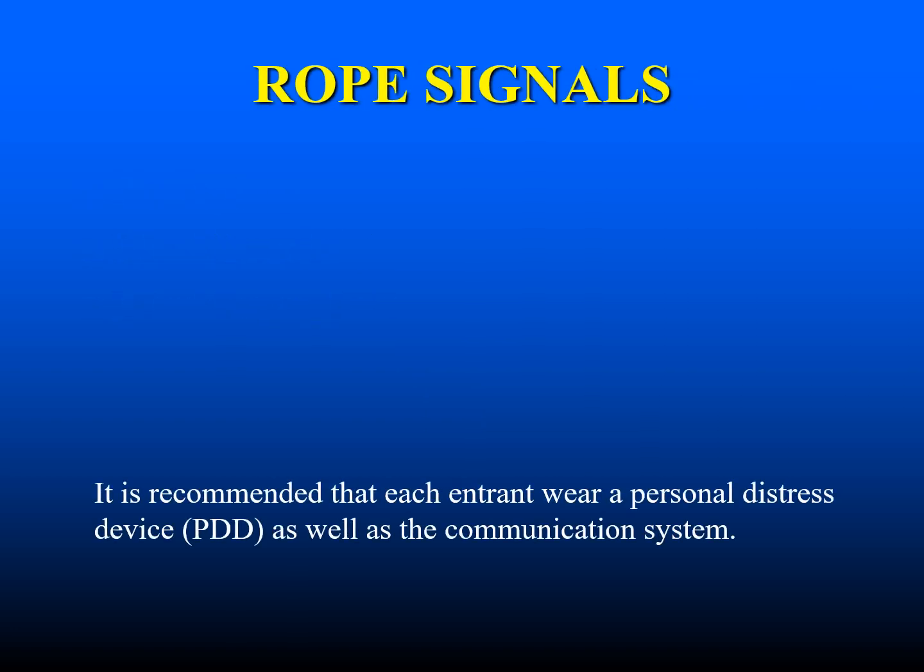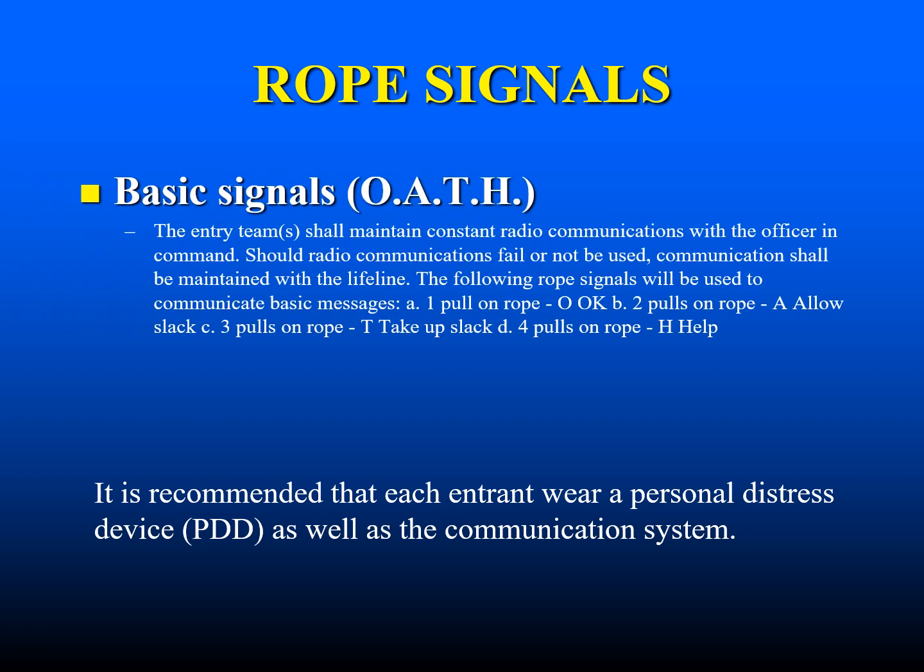Another way we communicate during confined space operations is with rope signals. We keep them very simple, and we use the mnemonic OATH, O-A-T-H. The entry team shall maintain constant radio communications with the officer in command. Should radio communications fail or not be used, communication shall be maintained with the lifeline. The following rope signals will be used to communicate basic messages.